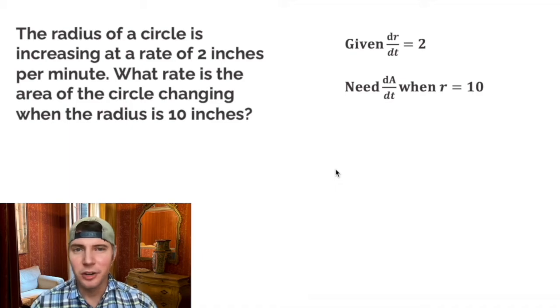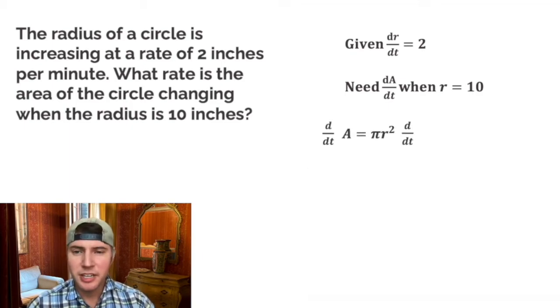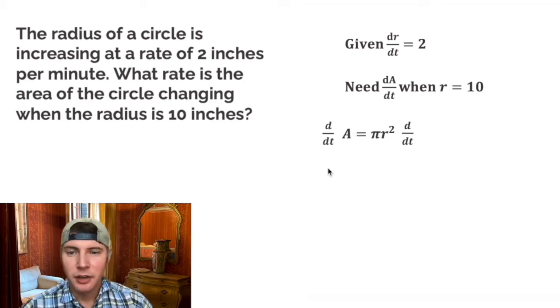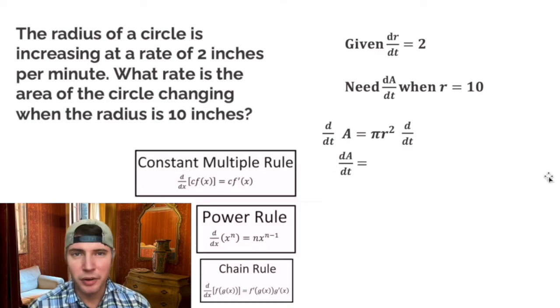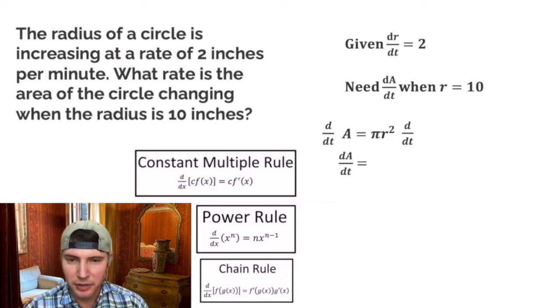So to solve this, we start with area equals pi r squared, and then we're going to take the derivative of both sides of the equation. On the left-hand side, it's just dA/dt, but on the right-hand side, we need to use these 3 derivative rules. First thing is constant multiple rule. It says if you have a constant being multiplied by your function, that constant can just be brought out. So this pi is being multiplied by our function, so we're just going to bring the pi out.